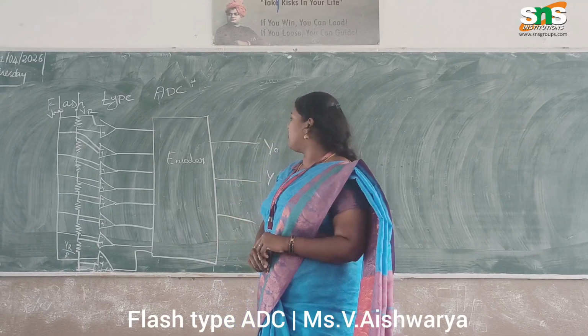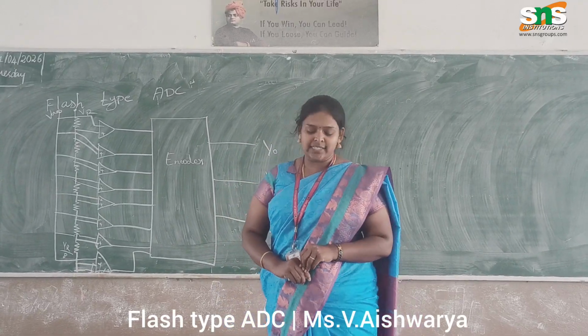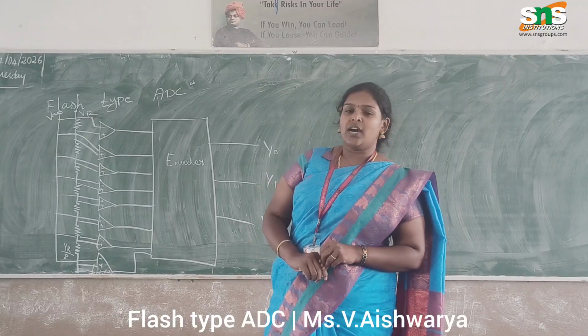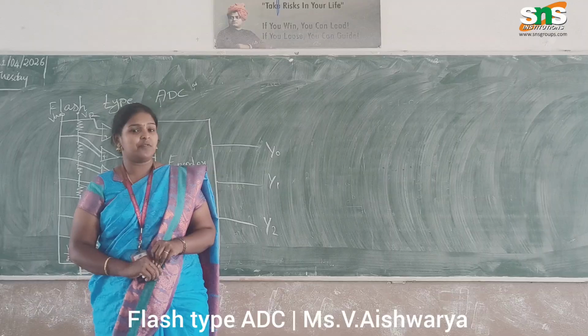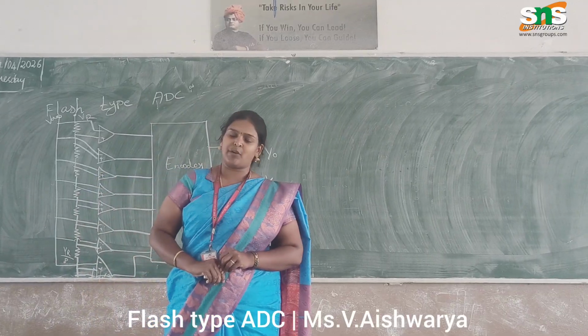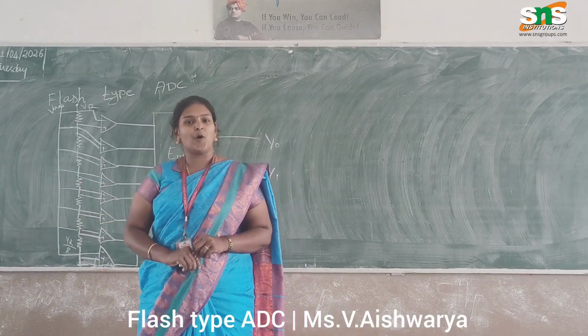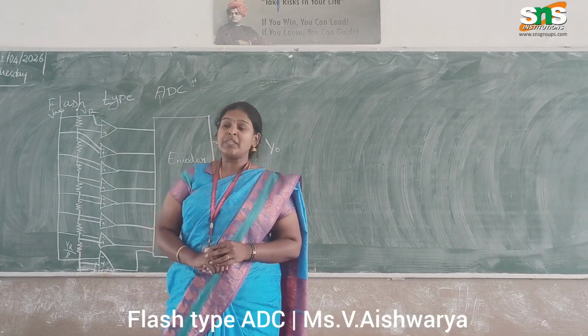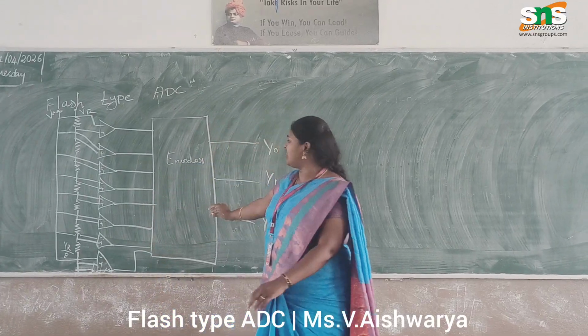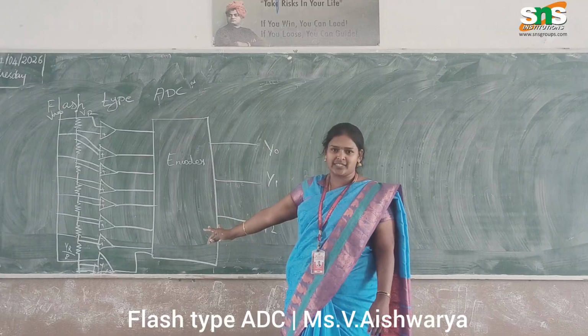So this session is about a Flash Type ADC. It is a topic from Unit 4. ADC consists of 4 types. One is Flash Type, another one is successive approximation, and the next ones are slope detectors, that is single slope ADC and dual slope ADC. The Flash Type ADC is basically the fastest ADC.